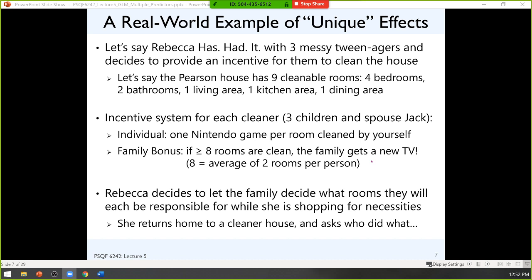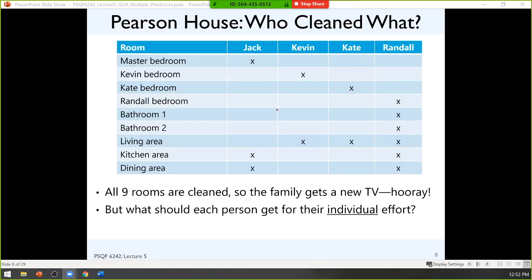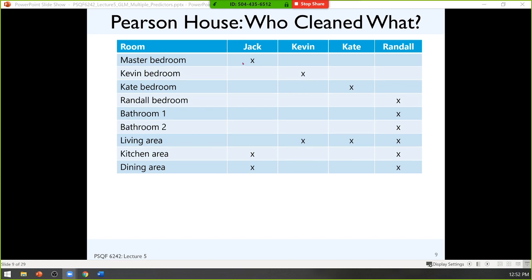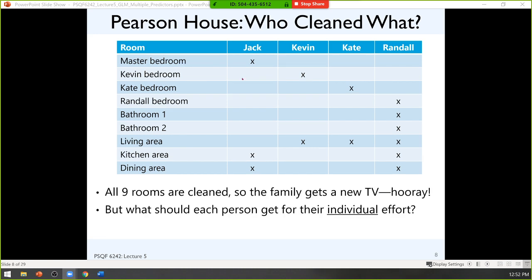So Rebecca goes off shopping. She lets them divvy up what they're going to do for themselves. And she comes home to a clean house. And now we get to figure out who gets to have what prize. So here's a chart for what happened in this example. All the 9 rooms are clean, so the family gets a new TV. The joint prize has been earned. But how many Nintendo games should each person get?